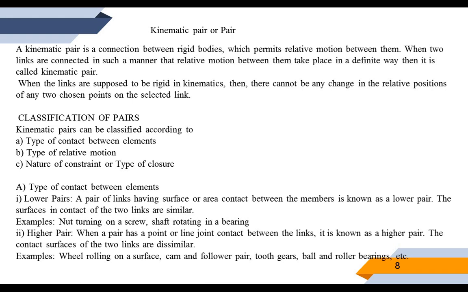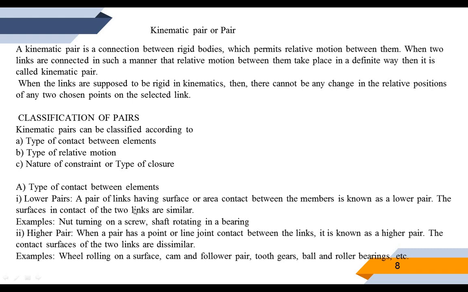When the links are supposed to be rigid in kinetics, there cannot be any change in relative positions of any two chosen points on the selected link. These kinematic pairs are also classified by type of contact between elements, type of relative motion, and nature of constraint or type of closure. First is the type of contact between elements, having lower pair and higher pair. First we see the lower pair.